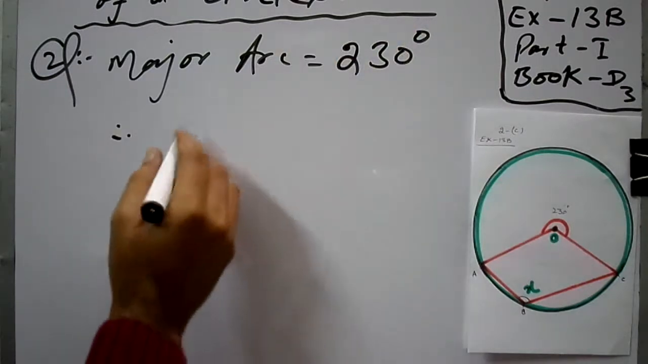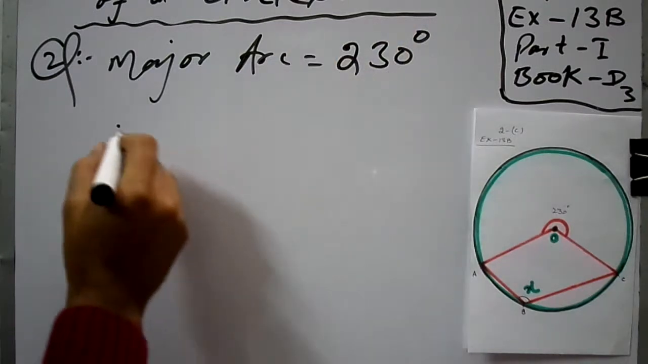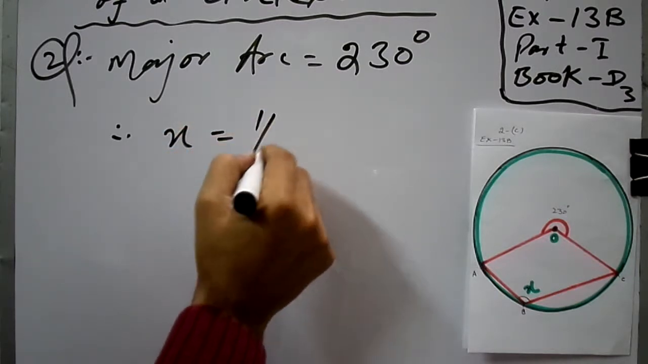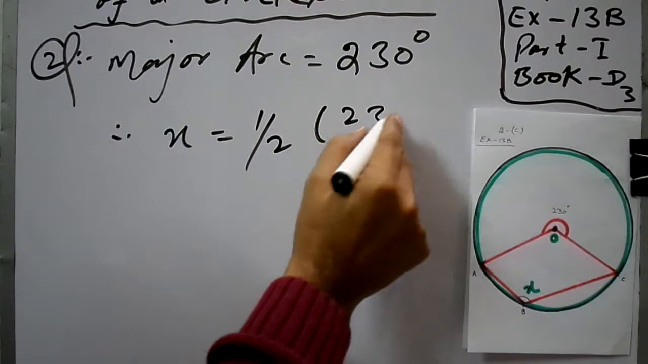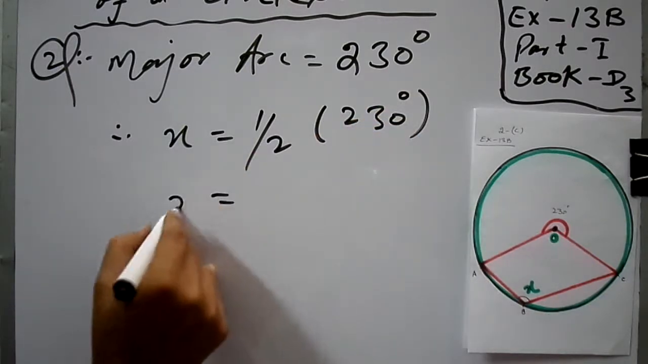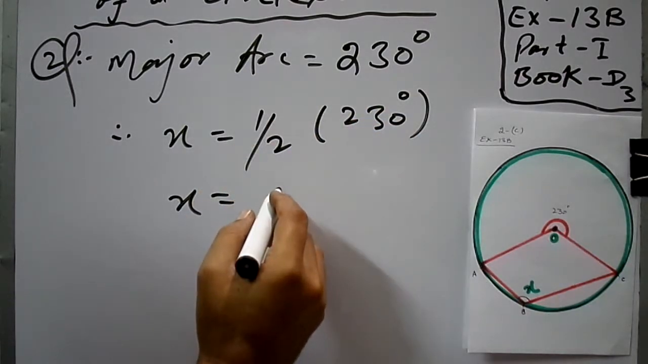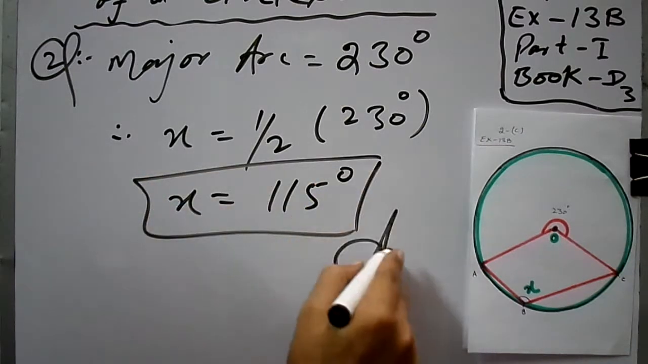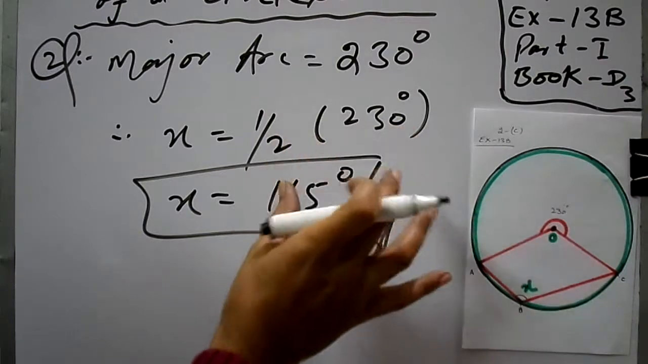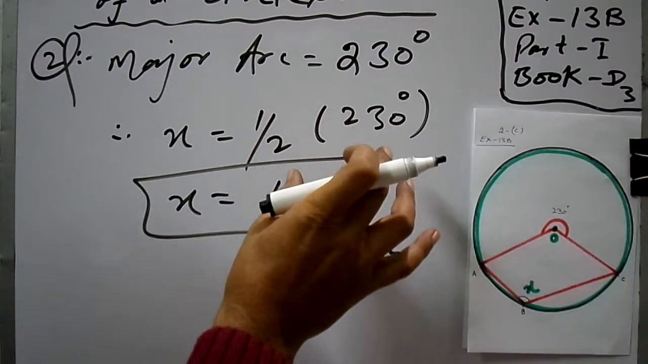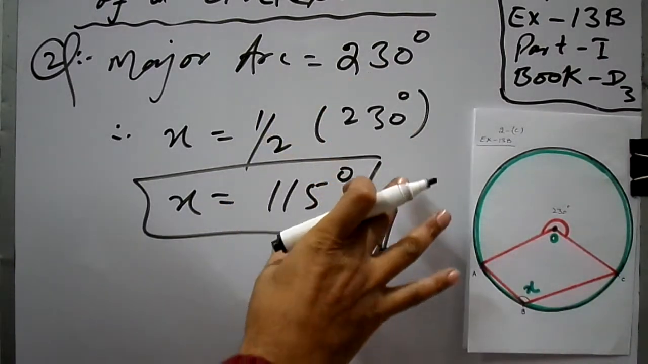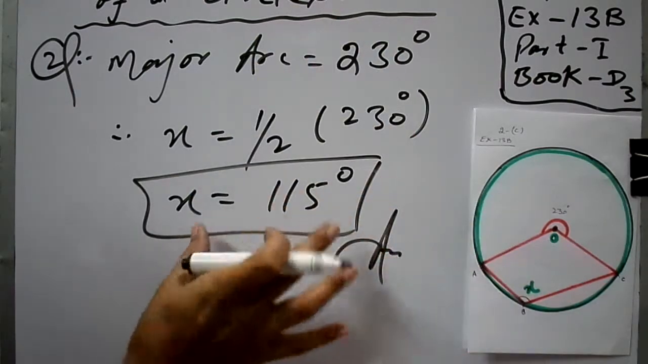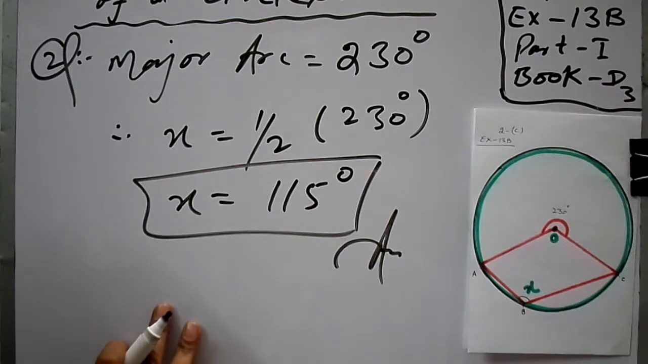Therefore, that is your major arc. So the value of x is always divided by 2 to get the major arc, that is equal to 115 degree. So that is your value of x if we see the figure. It should be remembered that the angle of the major arc is always less than the angle of the minor arc. So that is your 115.